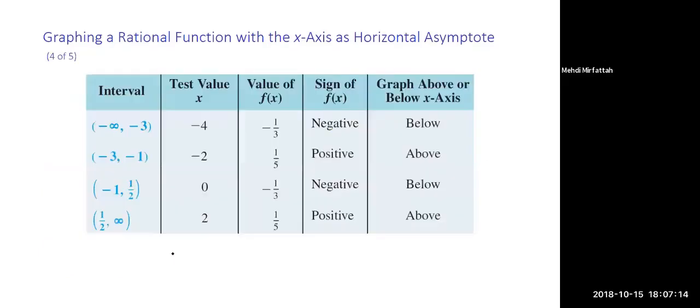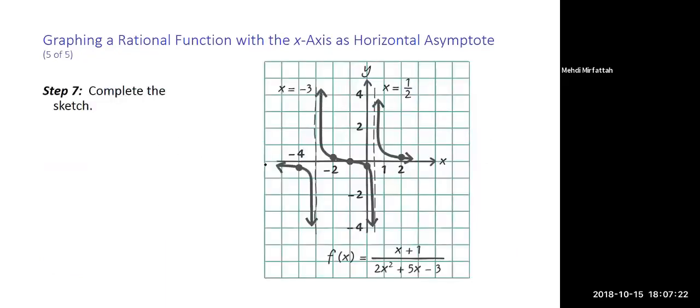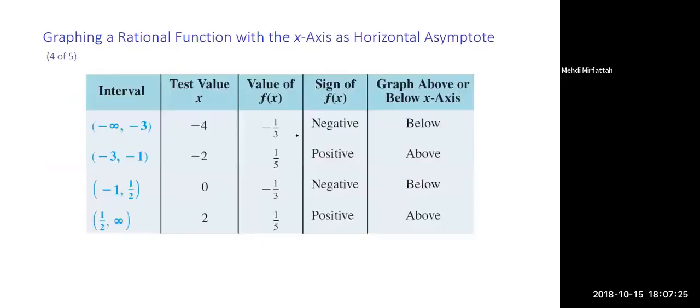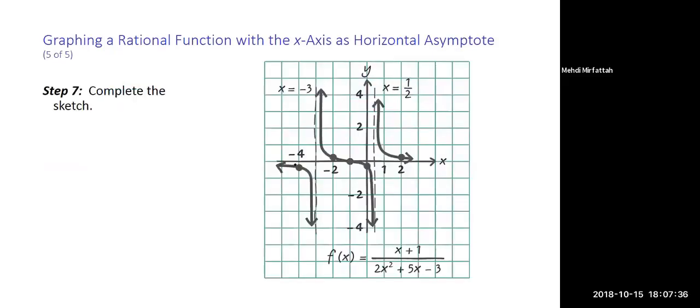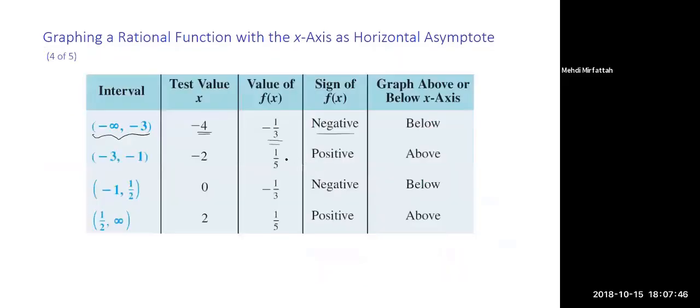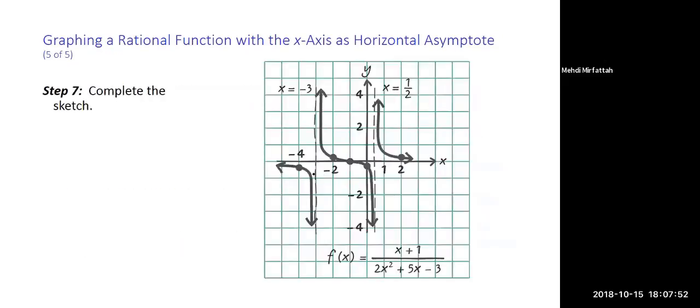And basically we can gather all this information. What we can do is pick a point in between those regions that you created. So if you look at from negative infinity to negative 3, if I pick a point like minus 4, you can see the value becomes negative. So it means your graph is going to be below the x-axis. From negative 3 to negative 1, if I pick a point, let's pick a point like negative 2, you see that the value becomes positive. As you can see, my graph would be above the x-axis.